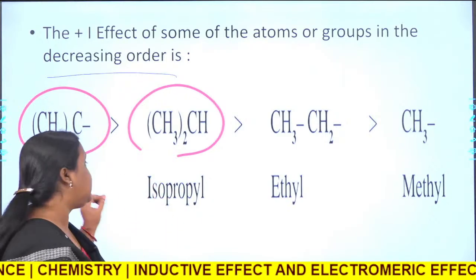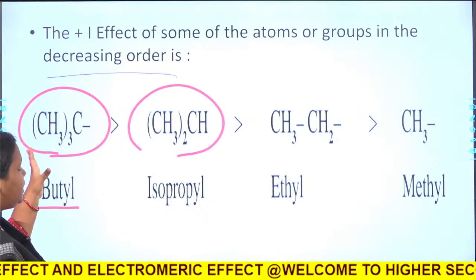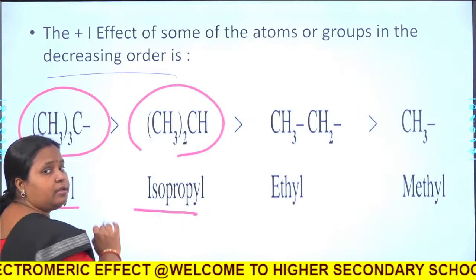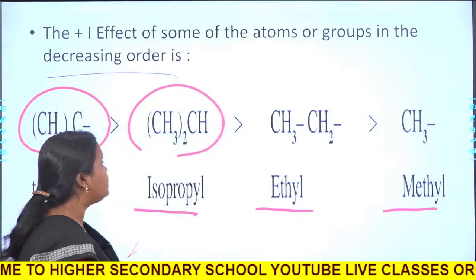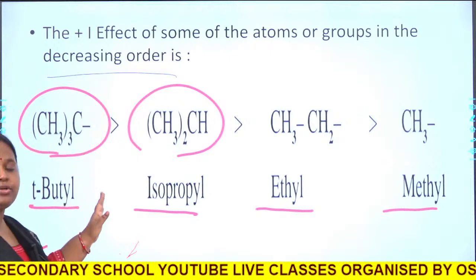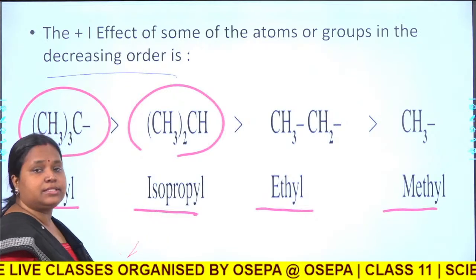According to this, tert-butyl is more donating than isopropyl, than ethyl, than methyl. This is also very important. Now we will see the applications, and then you will understand why you have to remember these things.